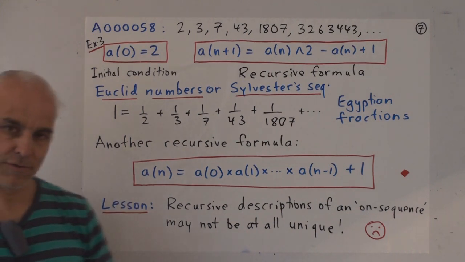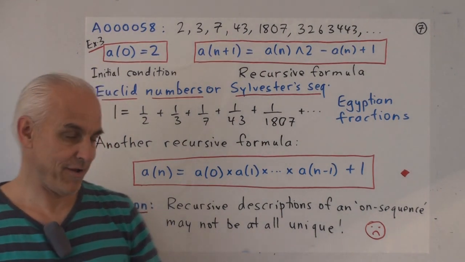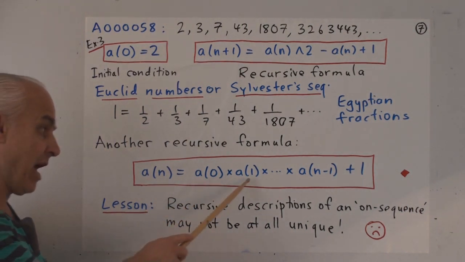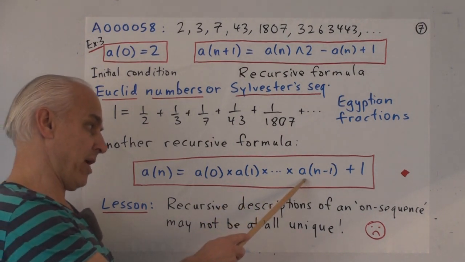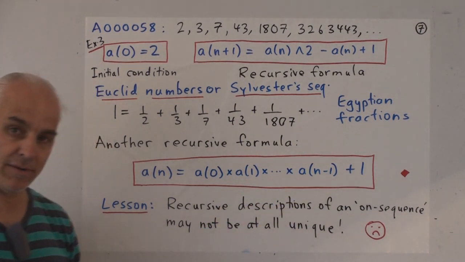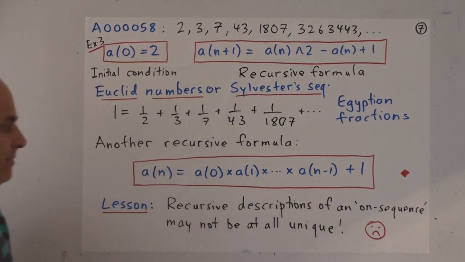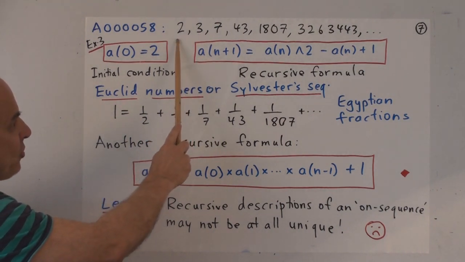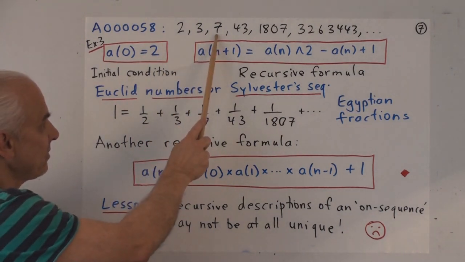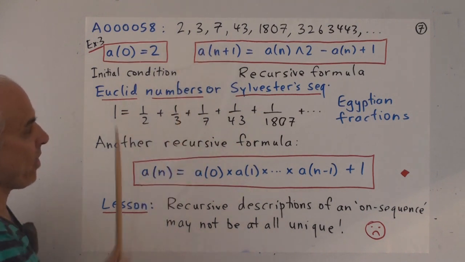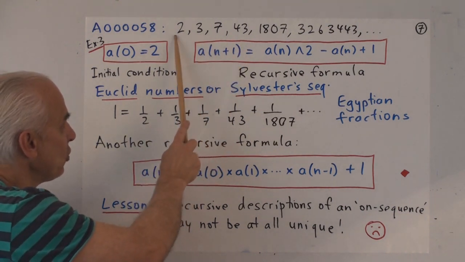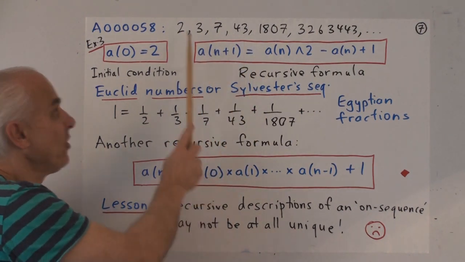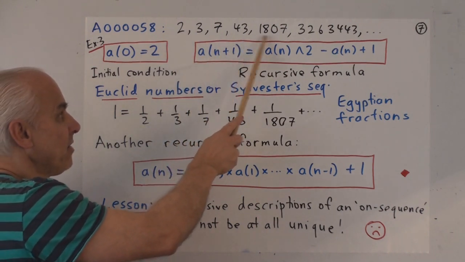Now there's a very different recursive formula for this sequence, which is that an equals a0 times a1 times a2 all the way up to times an minus 1, plus 1. So for example, a1 is equal to 2 plus 1. And 7 is equal to 2 times 3 plus 1. While 43 is equal to 2 times 3 times 7 plus 1. And 1807 is 2 times 3 times 7 times 43 plus 1.